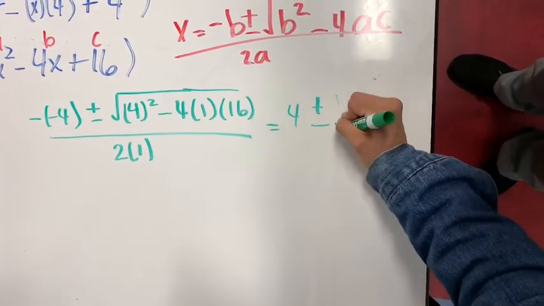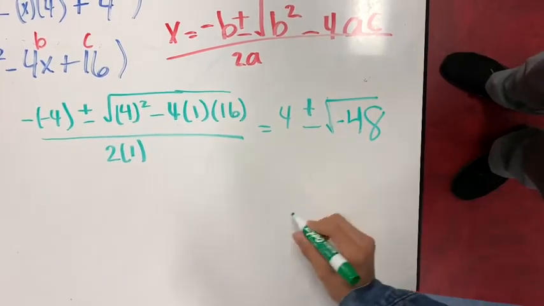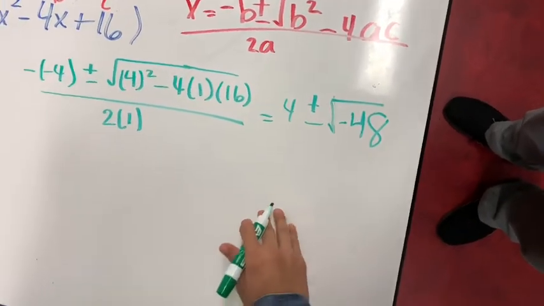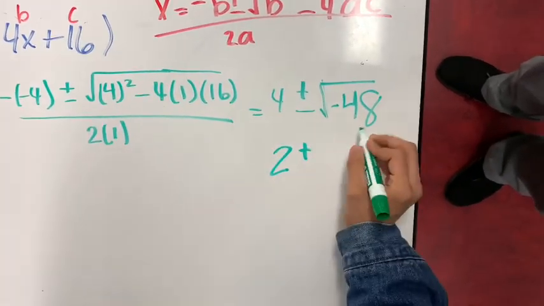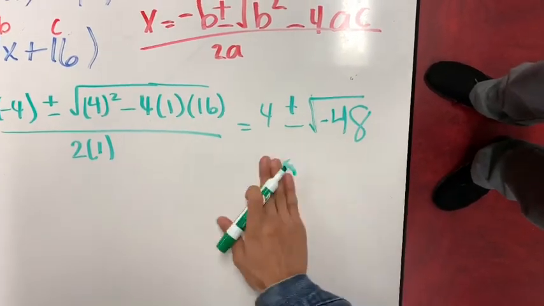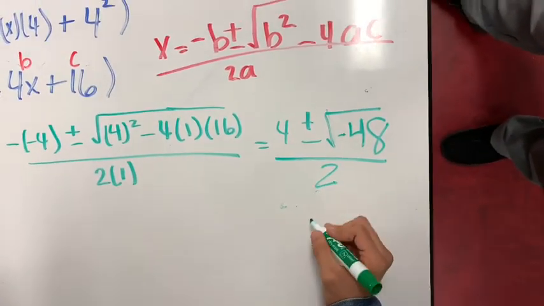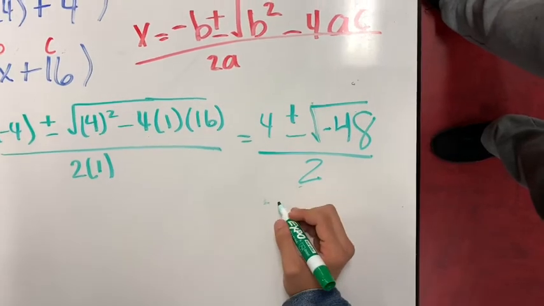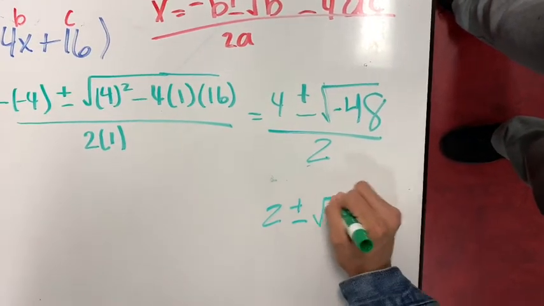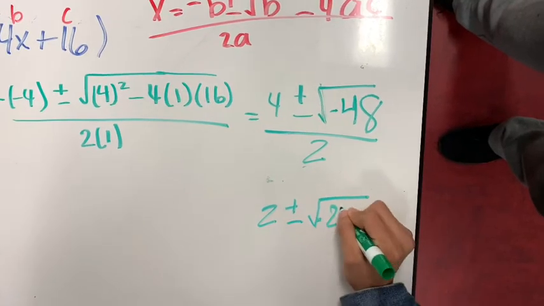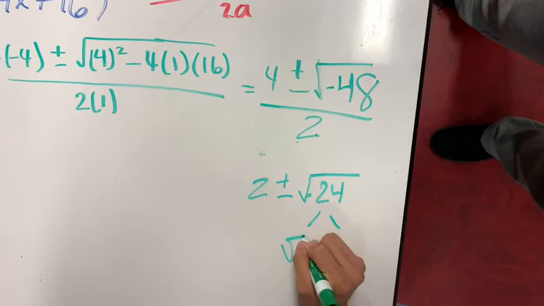Now we will simplify the expression under the square root. 4 plus or minus the square root of negative 48 is what we got. And the reason why it is positive this time is because a negative times a negative is a positive. And of course, we must not forget to divide by 2 because 2 times 1 is 2. After dividing by 2, we should get 2 plus or minus the square root of negative 24.